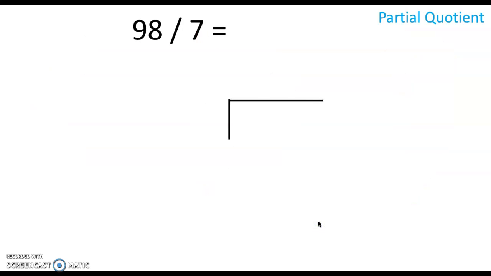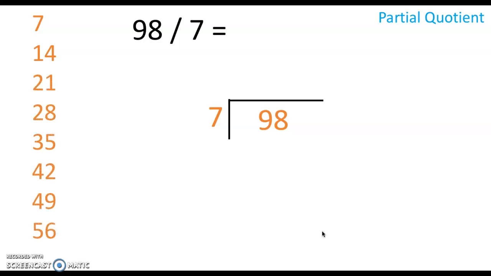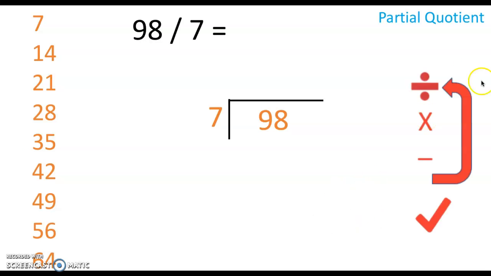So we have 98 divided by 7. On your board, draw this division symbol with 7 on the outside, 98 on the inside, and if you need, write down your multiplication facts or look at your times tables. Then I'm going to write out my acronym. Remember, does McDonald's serve real cheese? Divide, multiply, subtract, repeat, and check.